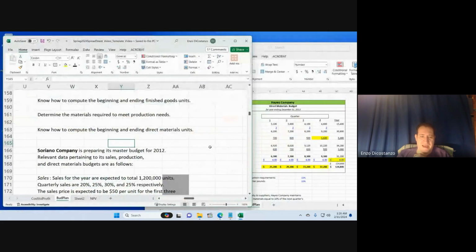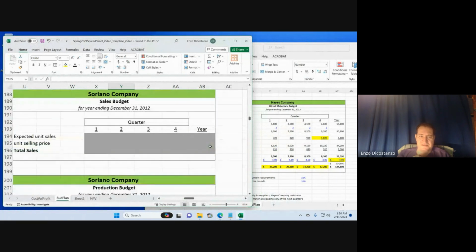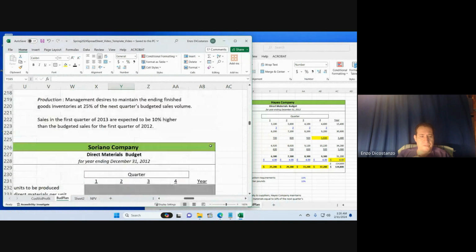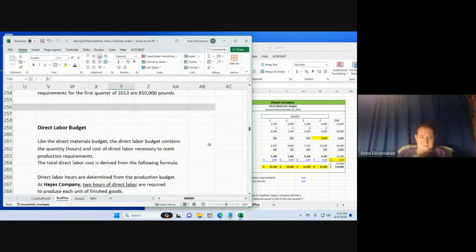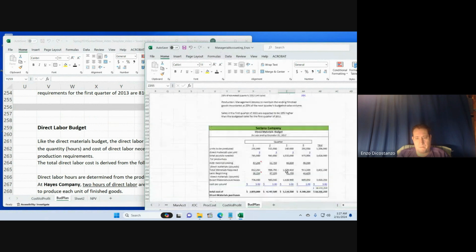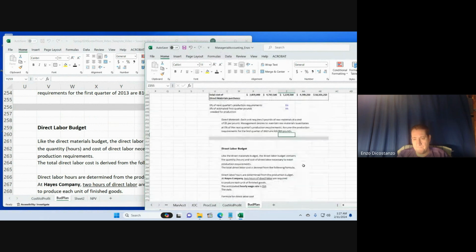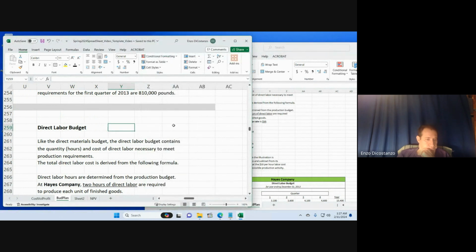But we're going to skip that. We're going to do this on another lecture. But this is the same stuff. This is sales, production, and material. So at the end of the chapter, you're going to have to produce these budgets. Now we're going to work on our 4th one, which is called direct labor. And there's quantity, hours, cost of direct labor to meet production requirements.